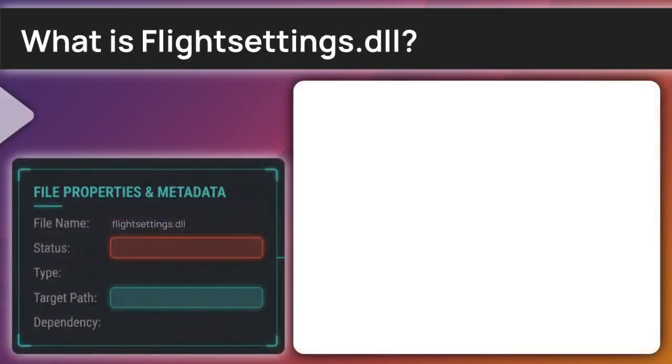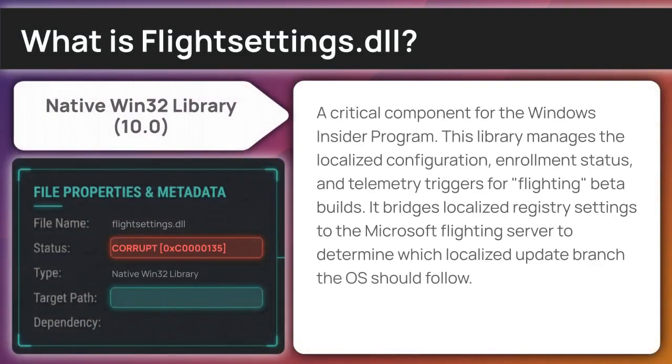This is the Flightsettings Library, a critical component for the Windows Insider program. This library manages the localized configuration, enrollment status, and telemetry triggers for flighting beta builds. It bridges localized registry settings to the Microsoft Flighting server to determine which localized update branch the OS should follow.